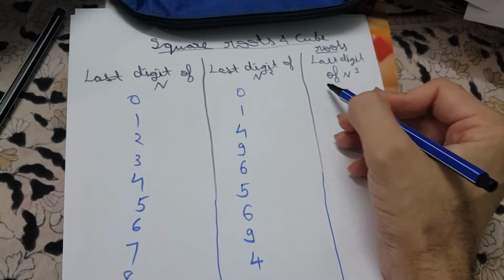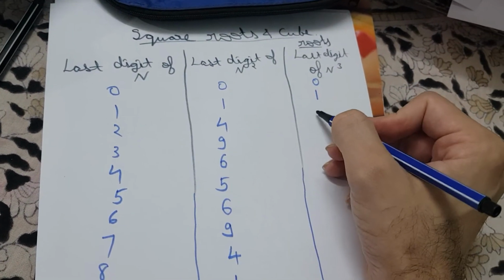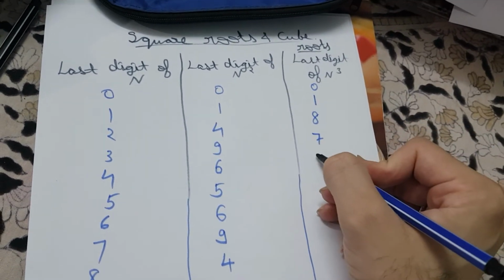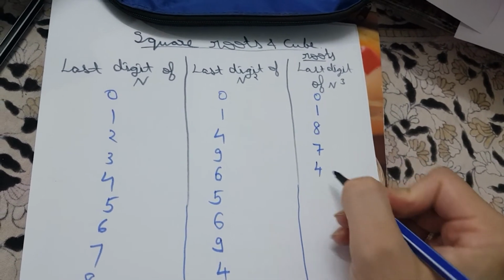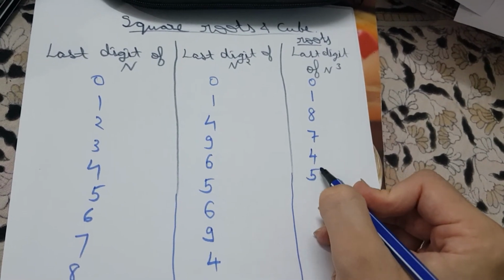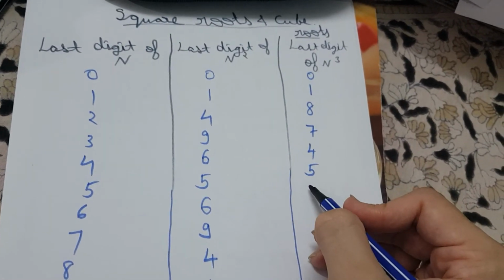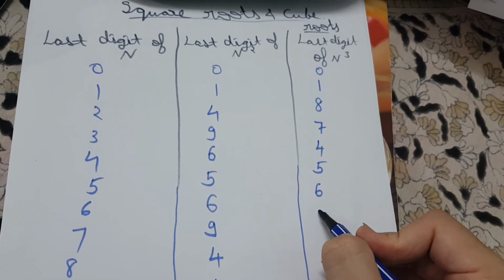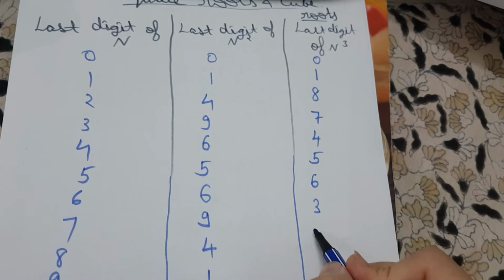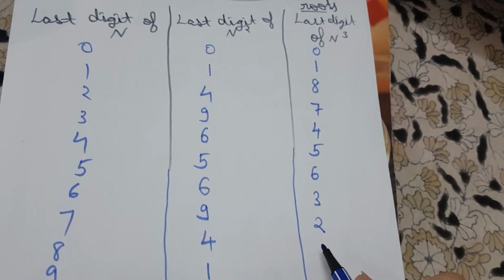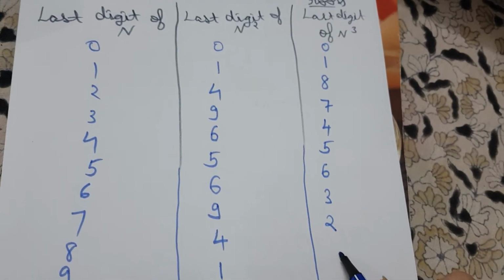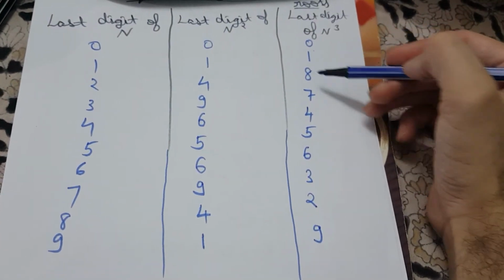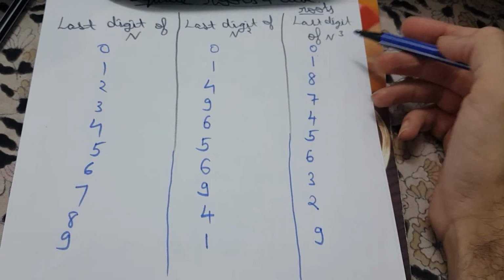Okay. In cube also this will be the same. This will be 1, 2 cube will be 8, 3 cube will be 27, so you will write 7 here, 4 cube will be 64, so you will write 4 here, 5 cube will be 125, so you will write last digit 5 here, 6 cube will be 216, so you will write 6 here, 7 cube will be 343, so you will write 3 here, 8 cube will be 512, so you will write 2 here, 9 cube will be 729, so you will write 9 here. You can easily understand how to solve it.